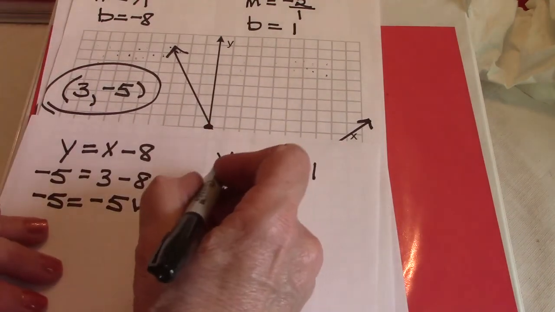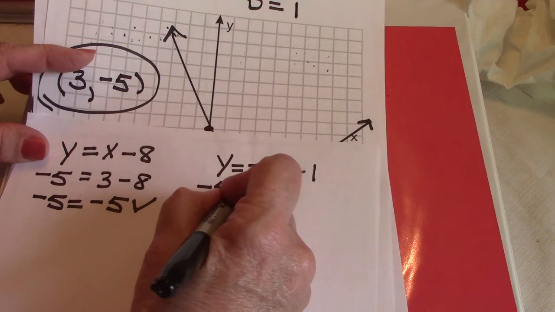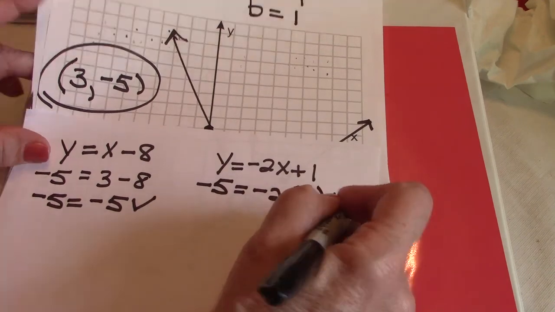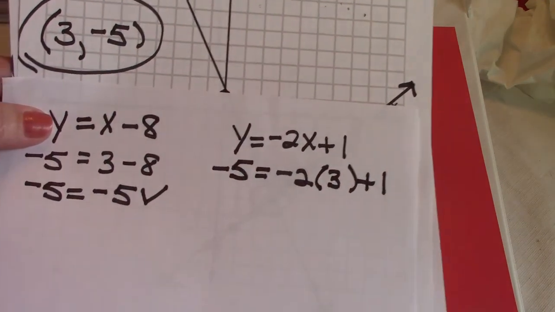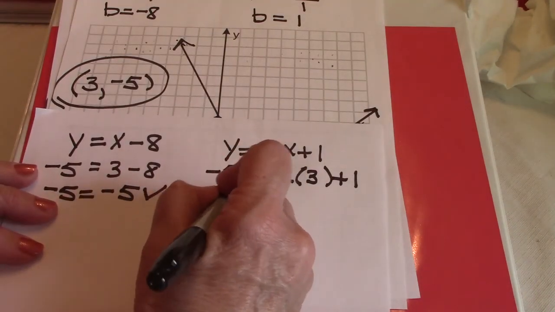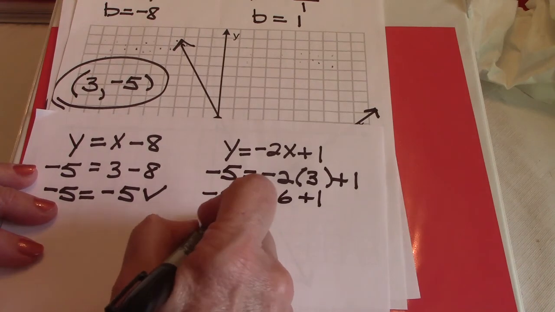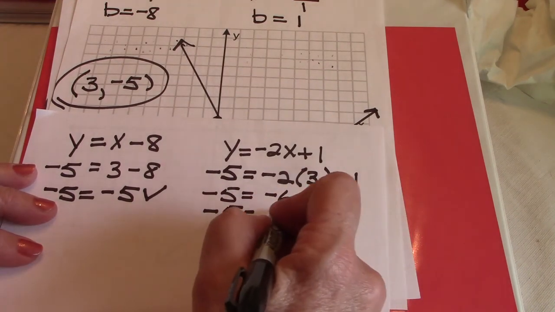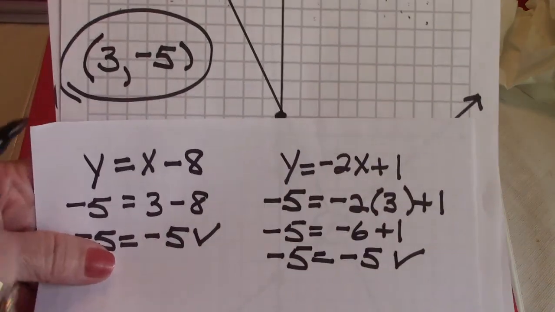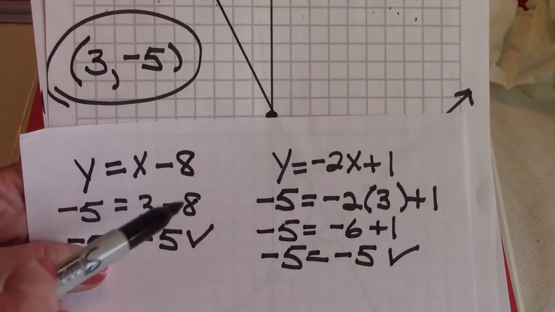We'll do the same thing over here. We're going to plug in for y, we're going to plug in our negative 5 equals a negative 2 times my x, which is 3, plus 1. Okay? I am plugging my point of intersection into my second equation. I get negative 5 equals a negative 2 times 3, which is a negative 6, plus 1. Negative 5 equals a negative 6 plus 1, which is a negative 5. And check.